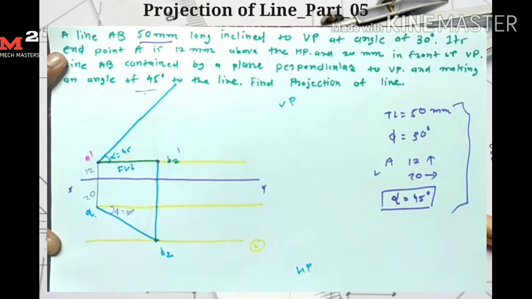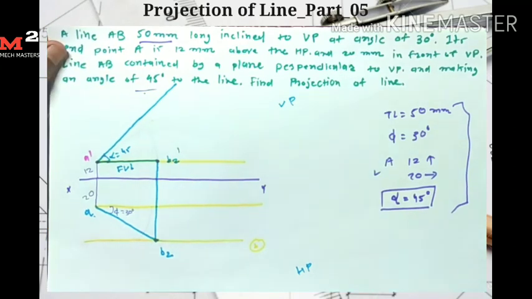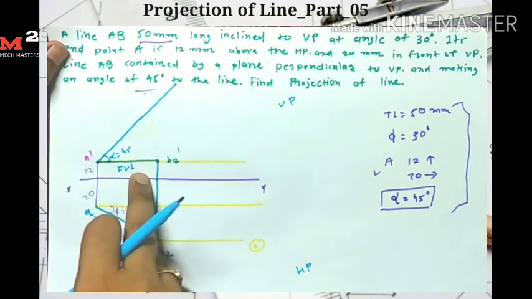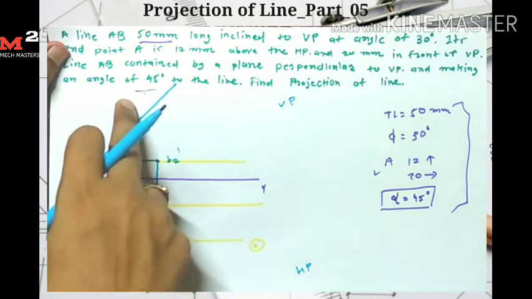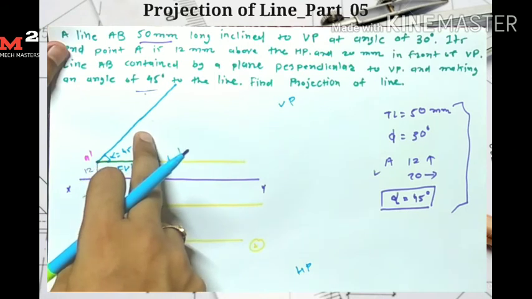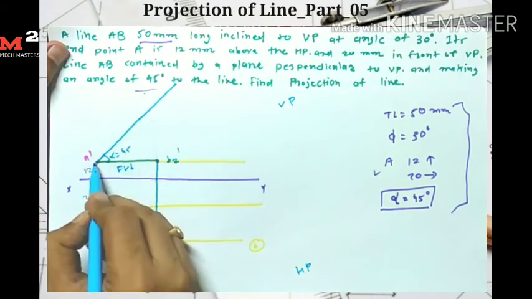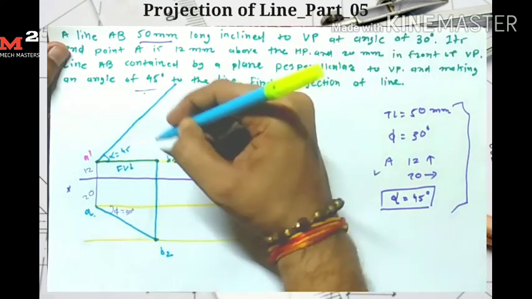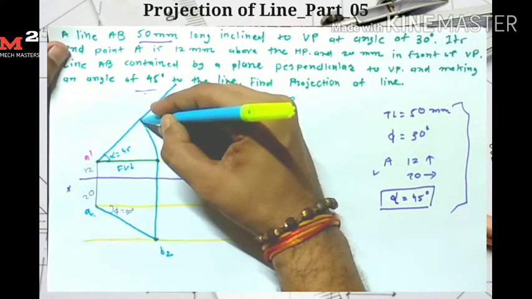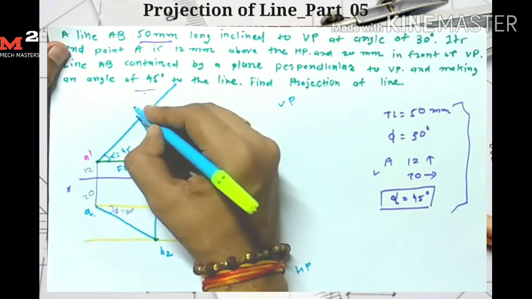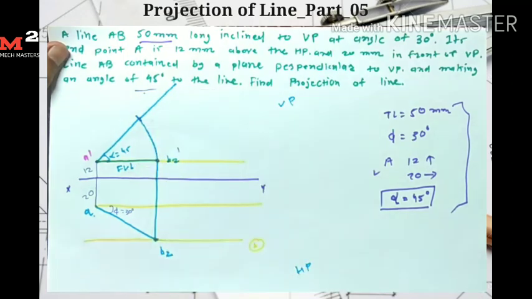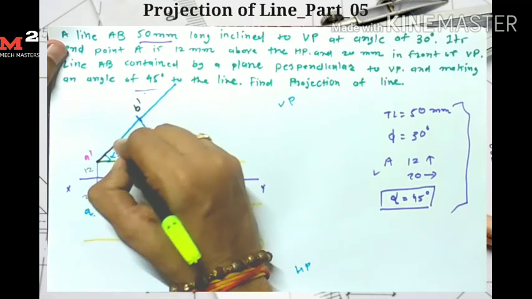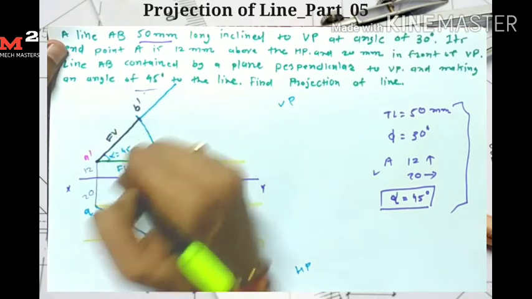Now for marking the point B dash, I have two conditions. Its distance from A dash is equal to the front view length, and I get the B dash point on this line at an angle of 45. So I take A dash as a center and A B2 dash as a radius, and I draw one arc which intersects here. So here I get my final front view: A dash B dash is my final front view.